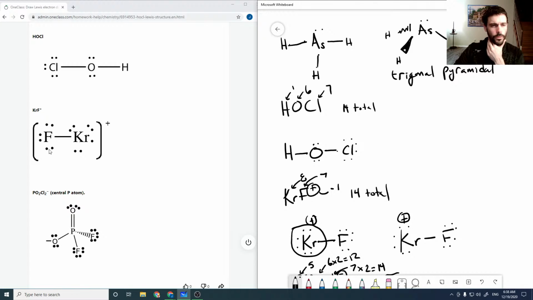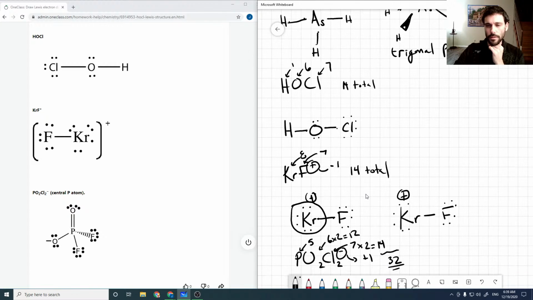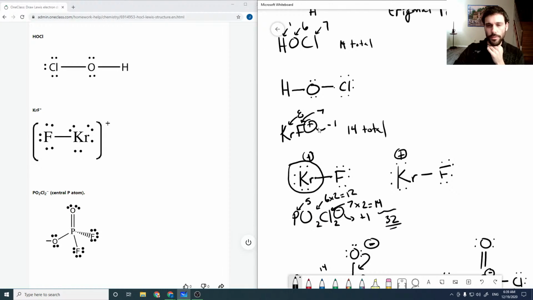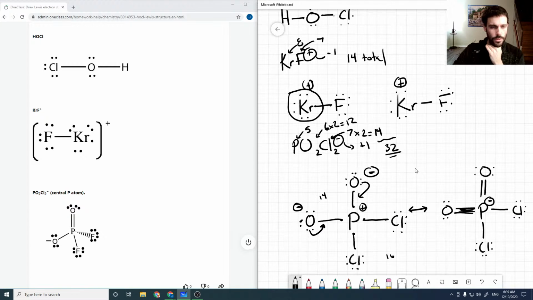There's 2, 4, 6, 8, 10, 12, 14, 15 electrons here. But KrF plus should only have 14, so that's just incorrect, I would say, as there's not the right number of electrons. We've got 2, 4, 6, 8, 10, 12, 14, 15, but as we already counted, we need to reduce the electrons from 15, which is the normal amount, to 14. So that structure is just not correct.